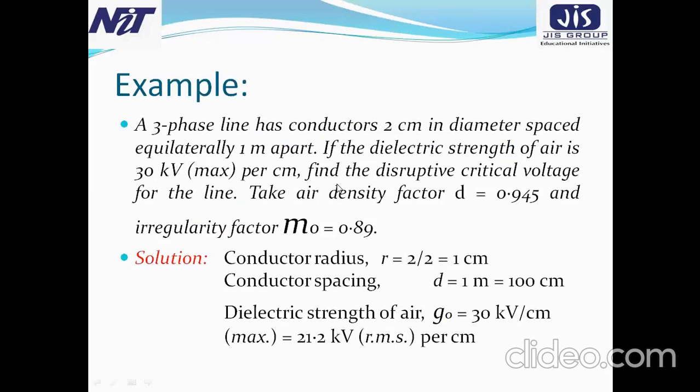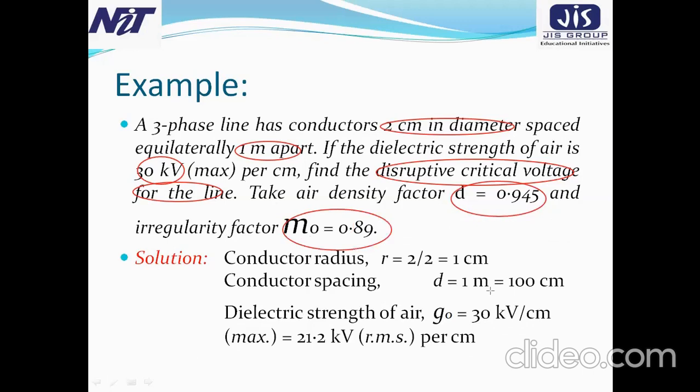Now it's a very simple example. Let's consider a three-phase line with conductors of 2 centimeter diameter, spaced equally 1 meter apart. If the dielectric strength of air is 30 kV maximum per centimeter, we have to find the disruptive critical voltage for the line. Take air density factor delta equal to 0.945 and the irregularity factor m0 equal to 0.89.